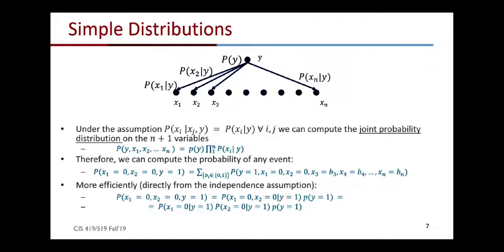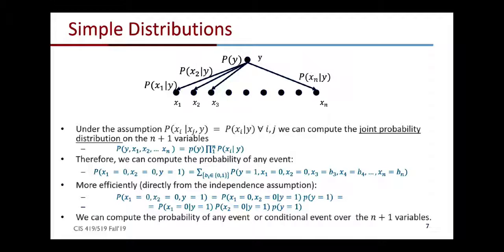That's why we make assumptions. So specifically here, we made the independence assumptions that are listed here. Xi and xj are independent given y, and therefore I can write this event as p of x1 being 0, x2 being 0, given y, times p of y. And I can decompose this to p of x1 given y, p of x2 given y, p of y. Simple. So that's the case of the simple distribution. And hopefully you're convinced that we can do this for any event.